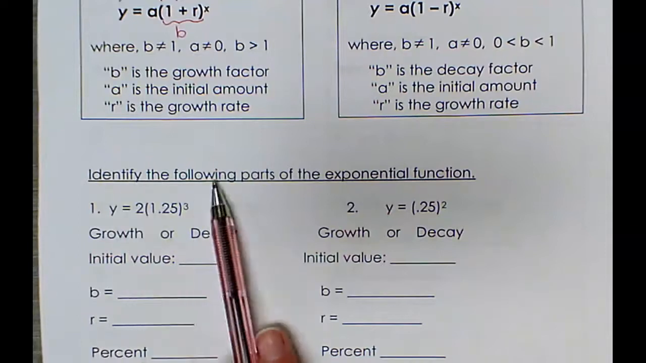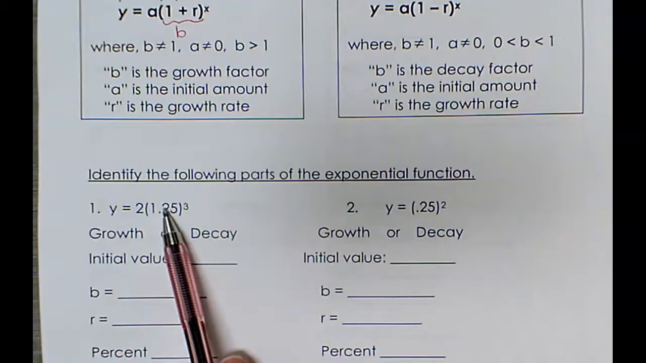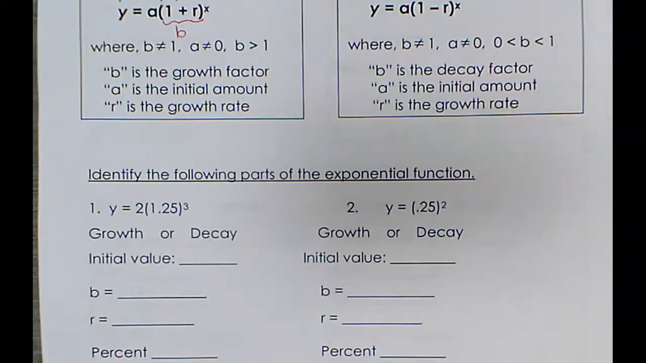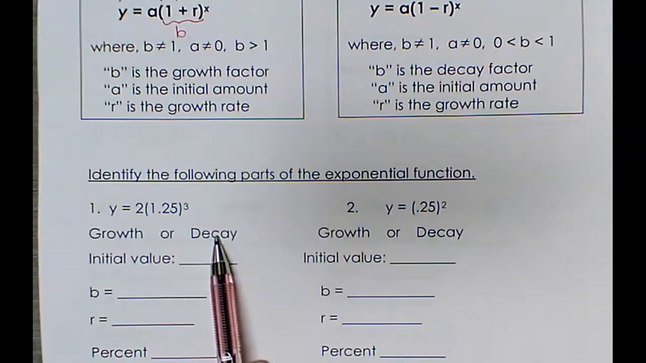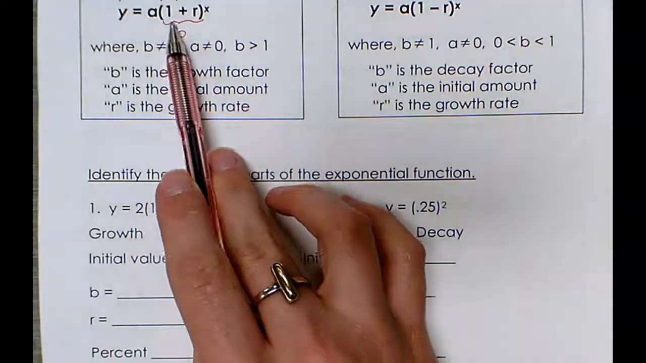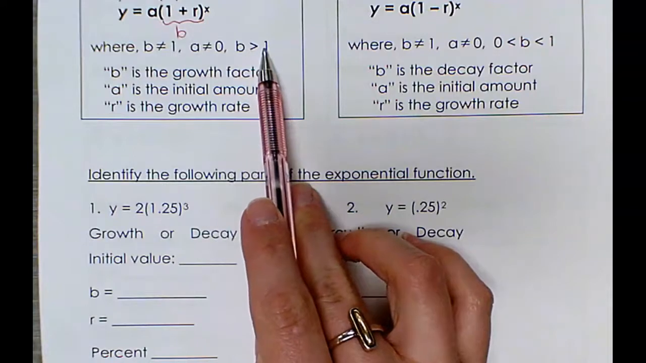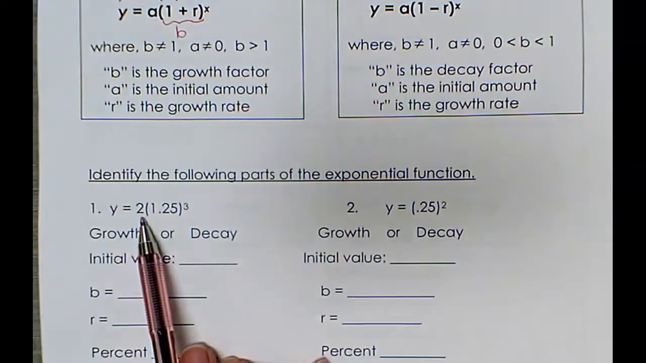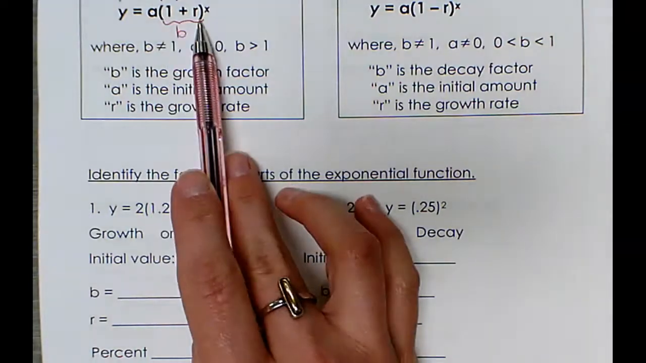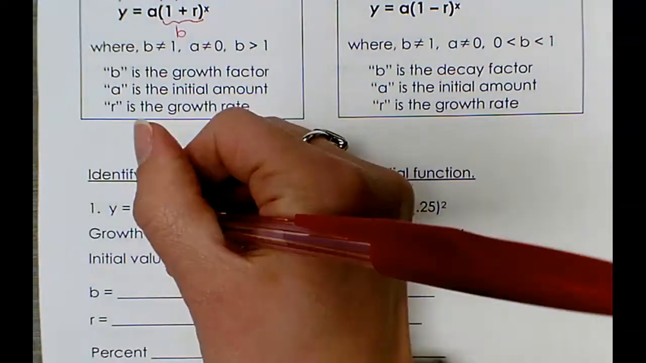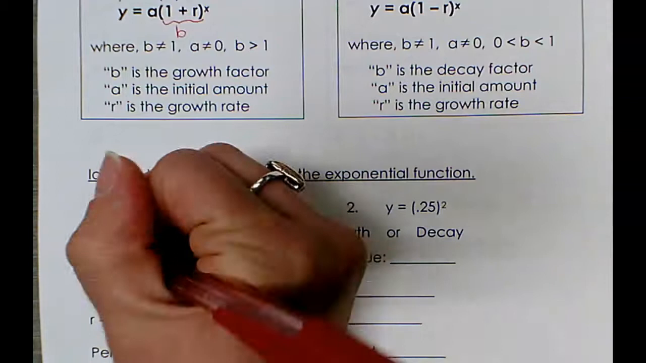So I'm going to talk about this problem. It says identify the following parts of the exponential function. Notice that it's exponential because it has something raised to a power. So the first thing that we need to know is, is this growth or is this decay? Remember that growth is what occurs when you have a b-value that is bigger than 1. So look at your b-value here. Think about whether that would be the 2, the 1.25, or the 3. The b-value would be the 1.25. This is the b-value, and it is greater than 1, so that means this is exponential growth.